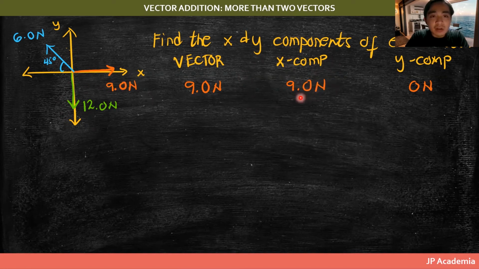Diba? Kung naalala nyo kanina, that's the magnitude. So, 9 newtons, cosine 0. Kasi parallel lang naman siya sa positive x-axis natin. Therefore, 9 newtons lang din yung x component niya. Kasi cosine 0 yon, which is 1.